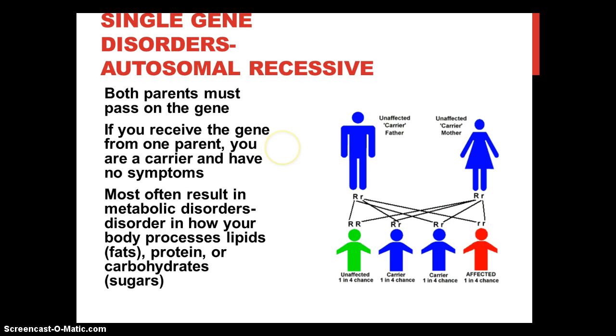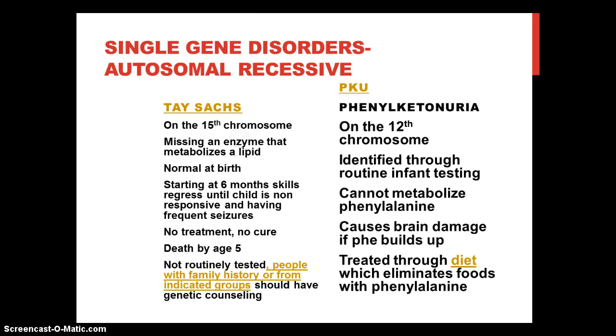Then we have single gene disorders, autosomal recessive. You hear about people being carriers. That's autosomal recessive. The way that works is if you receive the gene from your mother or just from your father, then you're a carrier. You have no symptoms, but you can pass it on to your children. For you to have the condition, you have to receive that gene from both parents. And these typically result in metabolic disorders, disorders in how your body processes lipids, protein, or carbs.